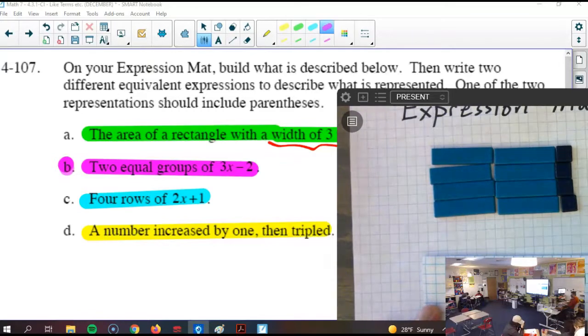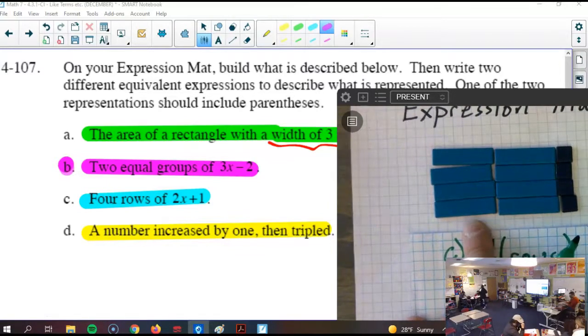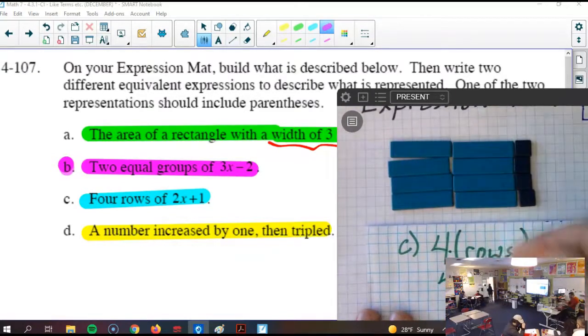Whatever you got in each row, guys, if you need to on your paper, you can also do this. Like 4 times whatever's in each row. So what we're going to have is 4 times, what did we say each row had? Well, we can look. What does each row have? Yeah, 2x plus 1.